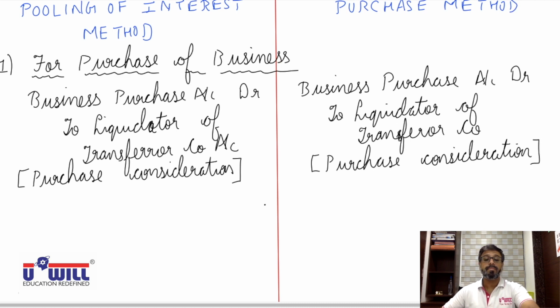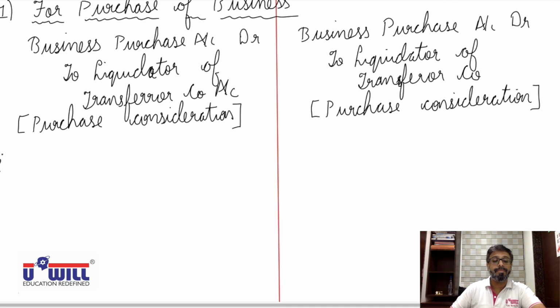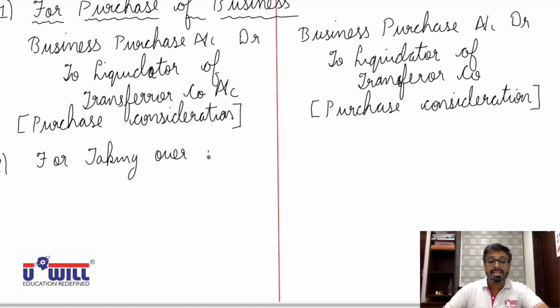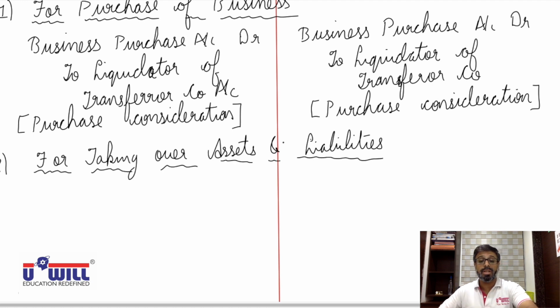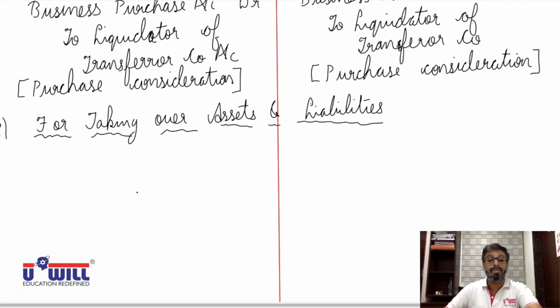Now, the second entry. You are purchasing the business of the transferor company, or maybe companies. If A and B, two companies, are going into liquidation, then AB is acquiring A also and B also. So this entry is for taking over assets and liabilities. It will be important in both the methods of accounting, and it will be slightly different in each.